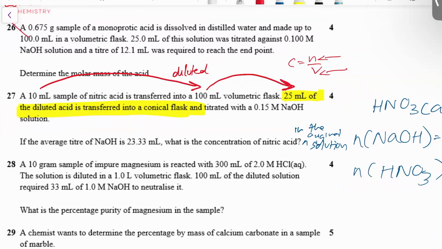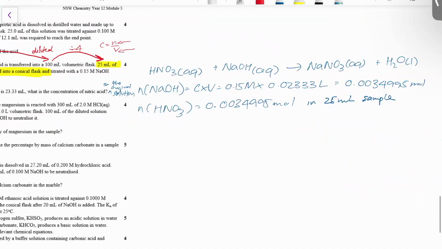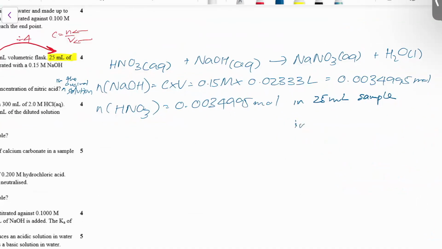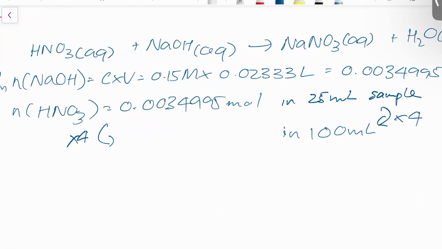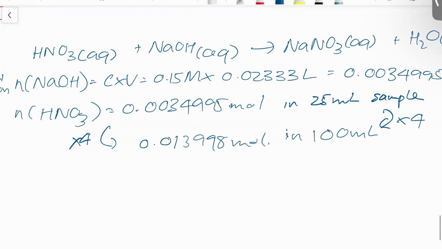So from 100 to 25, they divided the volume and the moles by 4, which means, guys, when I work backwards, I'm at 25, I'm trying to go to 100. What do I have to do? I have to times by 4. Good, I'm tracing my steps back. So times by 4. How many moles do I get in the 100 mL then if I times by 4? 0.013998 mole. Thank you. And then that's not it.